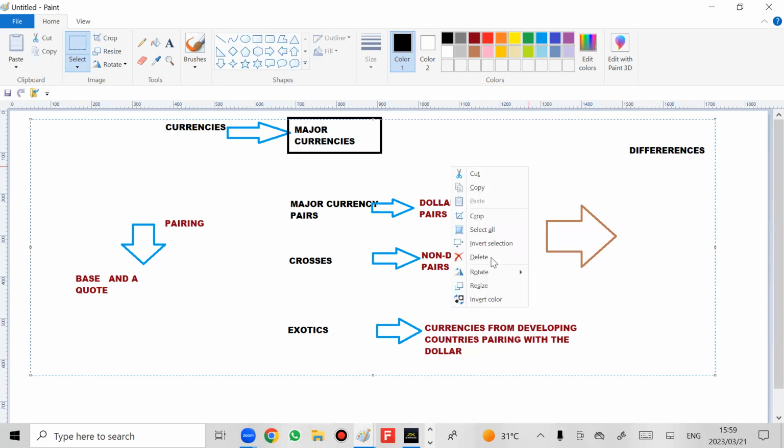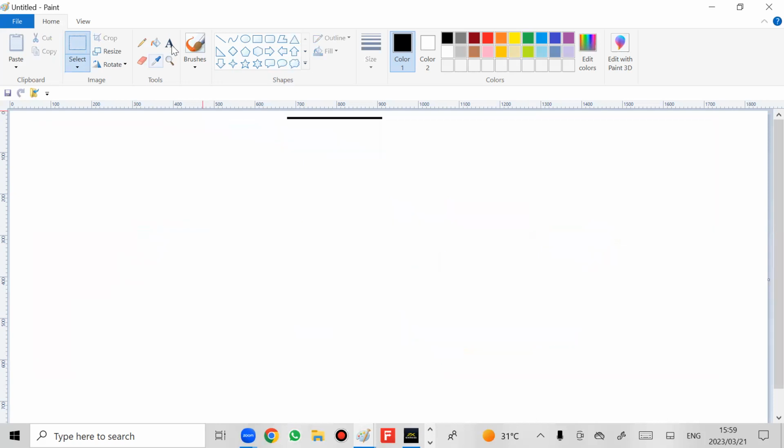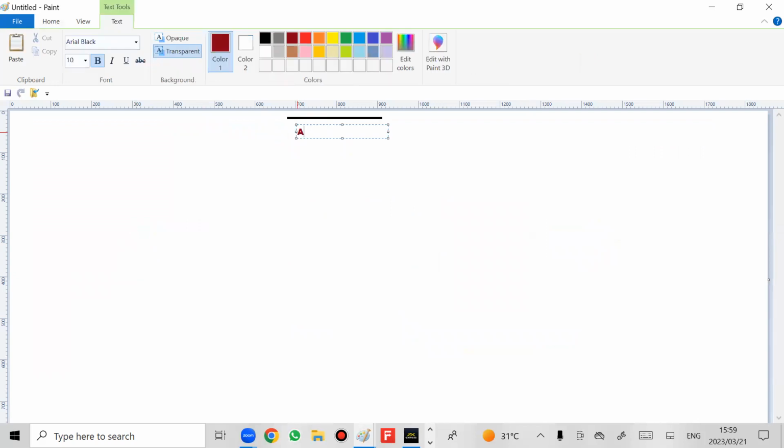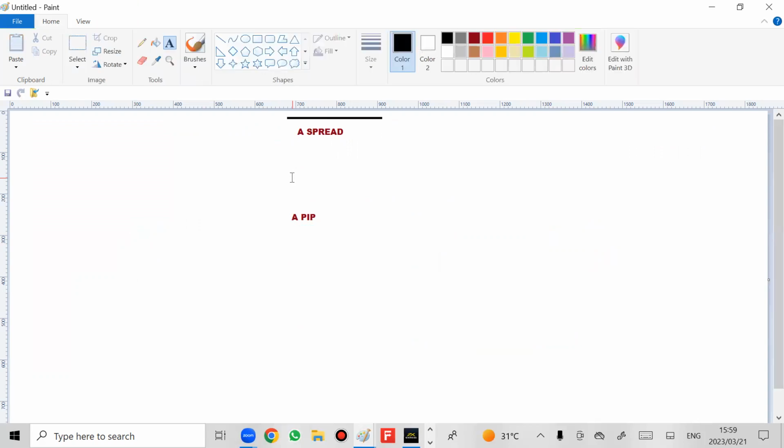So we're gonna talk about the terms which I've been mentioning, like what is a spread, and what is a pip. Okay, here we are. You've heard me mention the word spread.